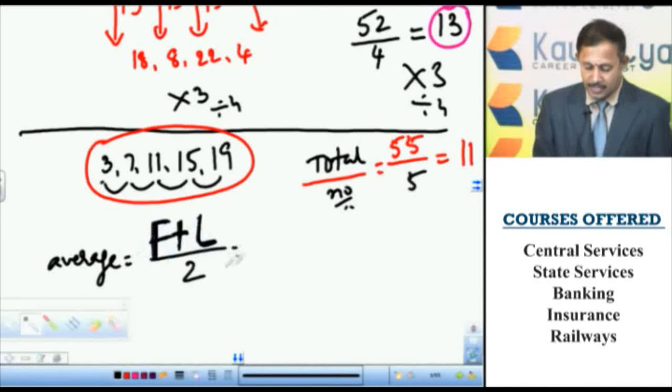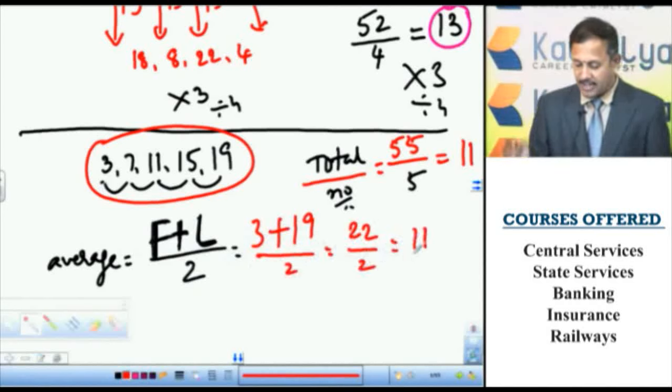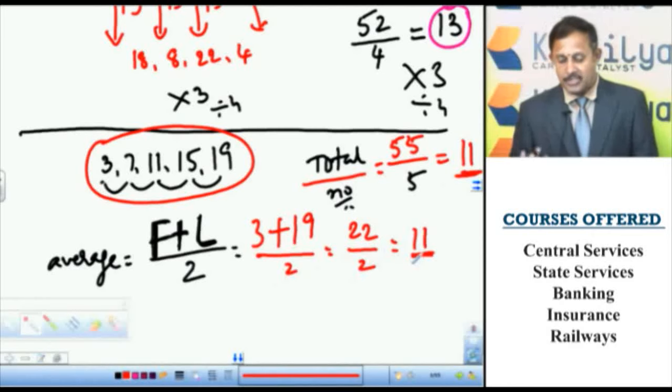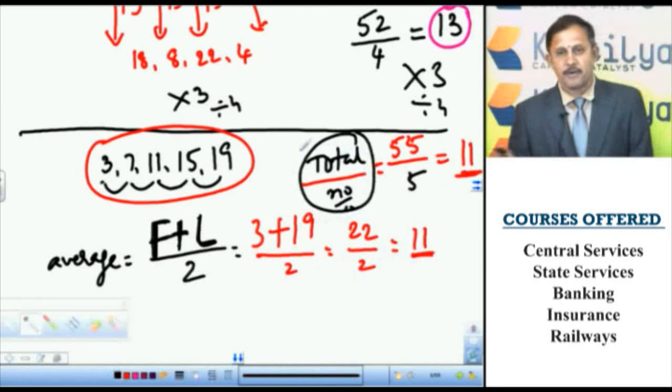Here the first element is 3, the last element is 19. First element plus last element, 22, by 2. So therefore 11 is the average. So both are one and the same. 11 is the average. So therefore the general formula to find out the average is total by number of elements. That is the general formula.